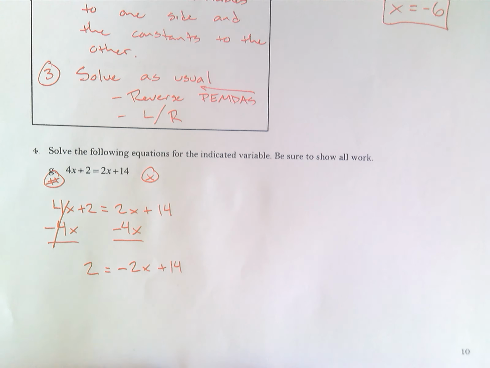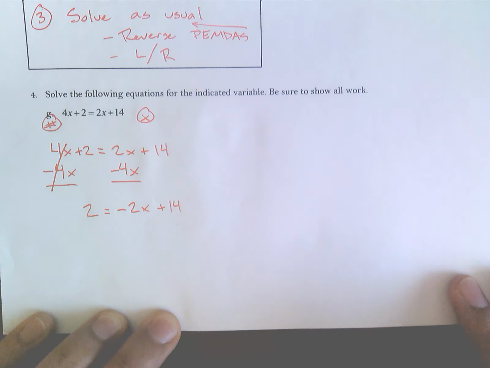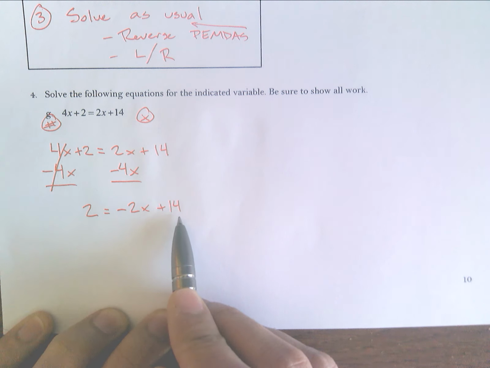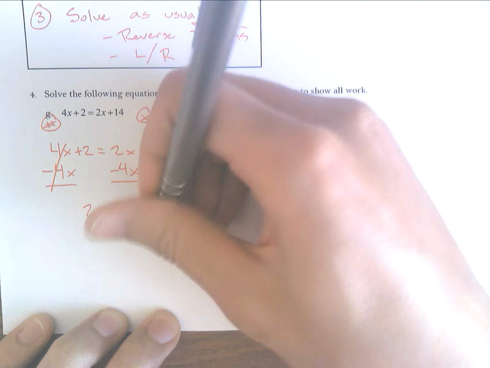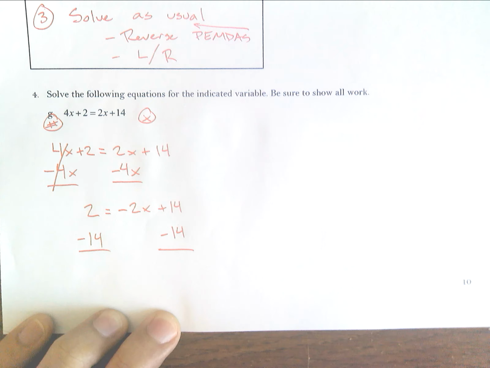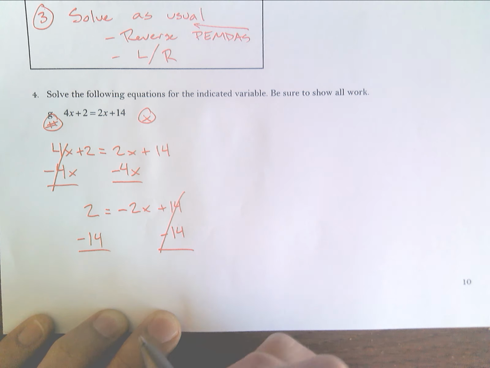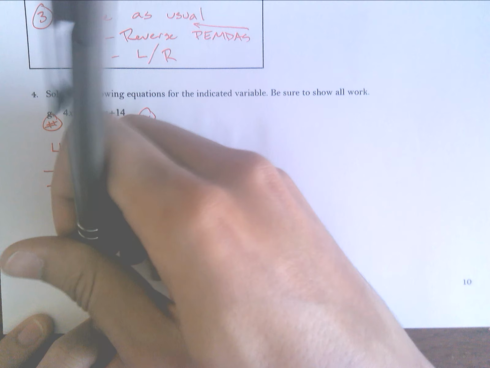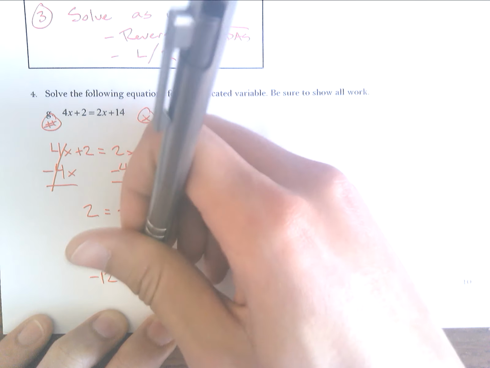So now all the variables on the right-hand side, let's get all the numbers on the left-hand side. So right now we have to move this plus 14 to the other side. So in order to move this to the other side, we subtract 14 from both sides. So on the right-hand side, these cancel. That's good. And then 2 minus 14, you can plug that in your calculator. You get negative 12. And then we'll bring down equals. We'll bring down our negative 2x.